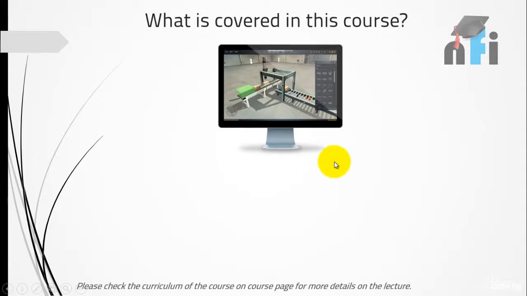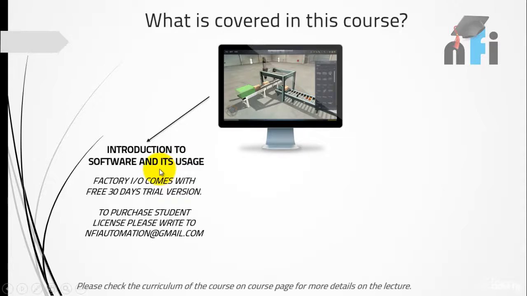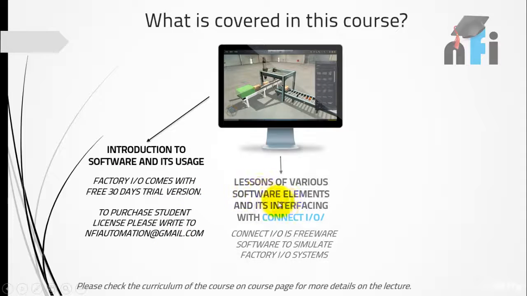Now, what is covered in this course? You will find an introduction to the software and its usage, how to use it, and what the different elements are. Factory IO comes with a 30 day trial version. You can download it from the website, and the information is given in the course. To purchase a student license, you have to write to us at nfiautomation@gmail.com. Then you will have lessons on various software elements and their interfacing with ConnectIO. ConnectIO, as I told you, is a software tool. So we'll understand the various elements.